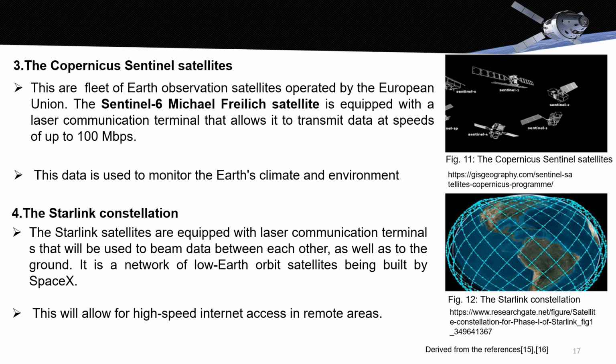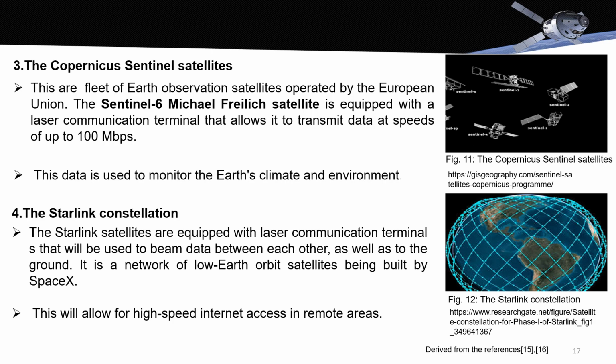Next one is the Starlink constellation. The Starlink satellites are equipped with laser communication terminals that they will use to beam data between each other as well as to the ground. It is a network of low Earth orbit satellites being built by SpaceX. This will allow for high-speed internet access in remote areas. From figure 12, we can see the Starlink constellation.